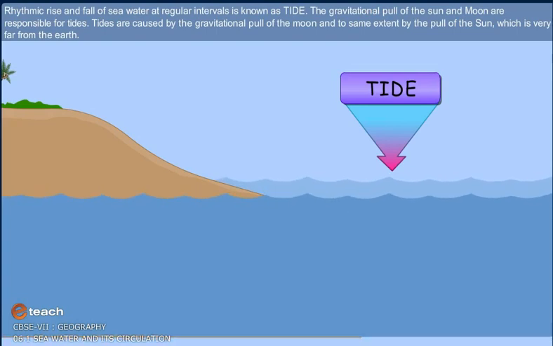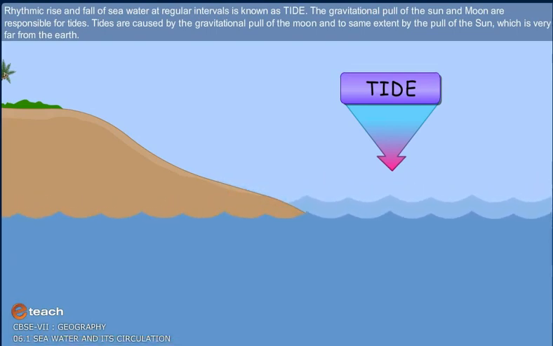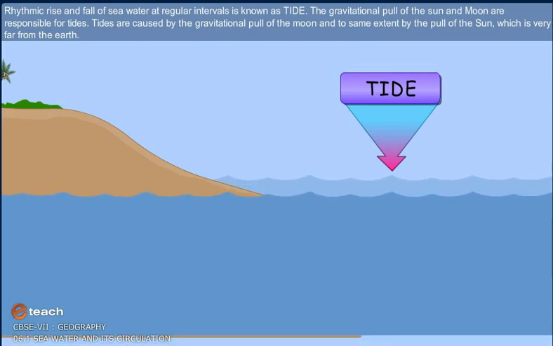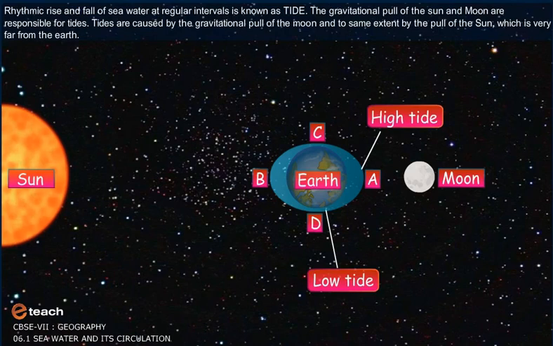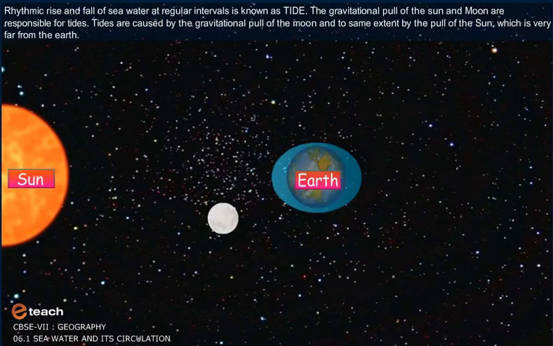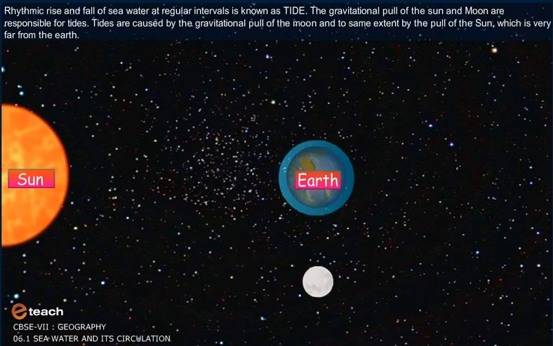Rhythmic rise and fall of seawater at regular intervals is known as tide. The gravitational pull of the sun and moon are responsible for tides. Tides are caused by the gravitational pull of the moon and to some extent by the pull of the sun, which is very far from the earth.